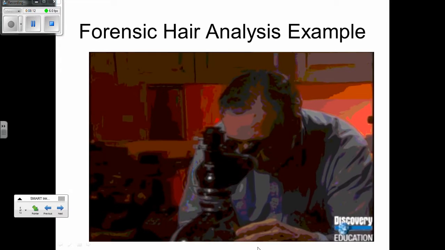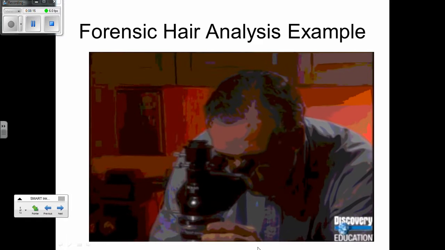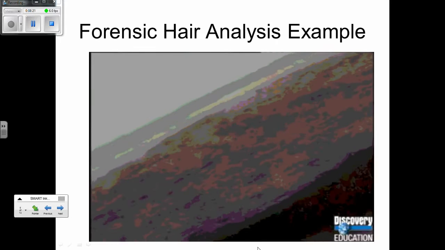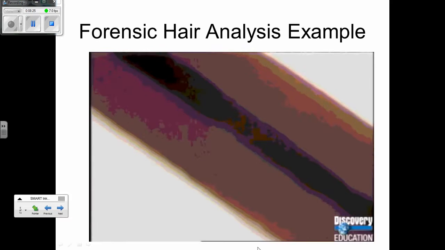DeForest looked for similarities between the hairs found on the victim and the hairs taken from the suspect. He saw some similarities in color distribution, but he couldn't find a trait-for-trait match between the hairs.